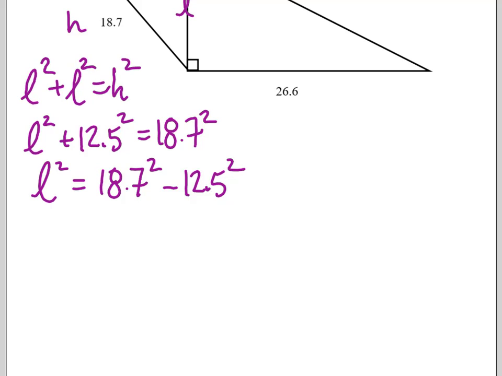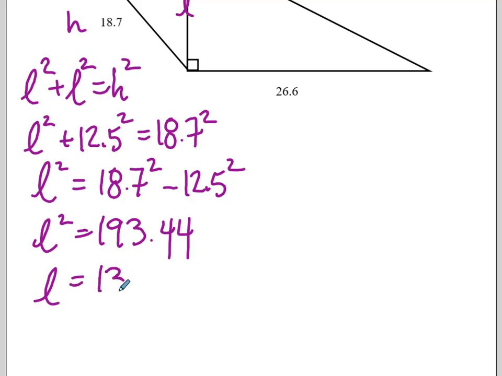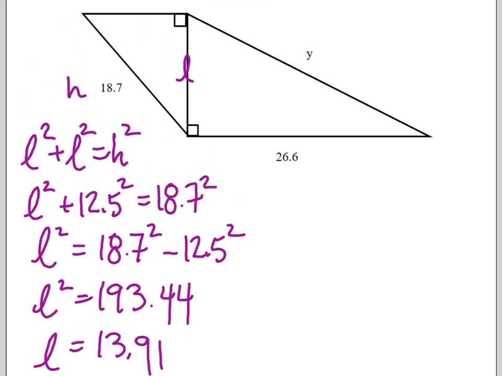18.7 squared minus 12.5 squared equals, so I get an L squared value of 193.4. Let's try and follow the rules here. We'll take the square root of that, and I get 13.91 as my length. Okay, so if we do a quick check, 13.91, that's a leg. Is it smaller than the hypotenuse? Yes, it is. So that's a successful calculation.